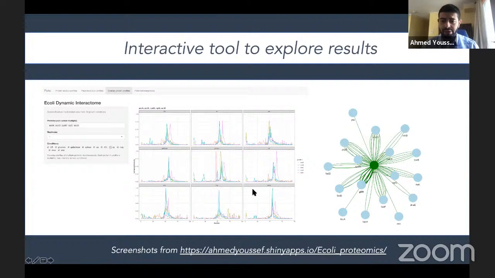Or given a protein of interest, what you can see on the right here is how that particular protein's interactions look in different conditions, where each one of these green lines represents a different condition. And again, this is an app that is live, and we plan to use this tool not just to refine the results from the E. coli dataset I introduced today, but also to apply it to other co-fractionation datasets of the same nature.